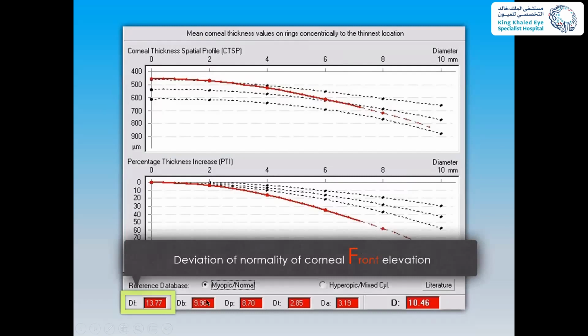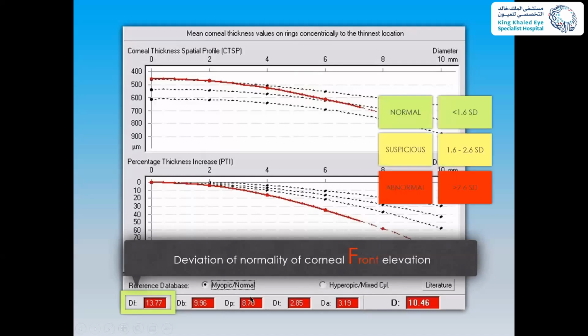Then you see these indices down at the bottom. And again, if you see all white, you are fine. If you see 2 yellow or 1 yellow, it is suspicious. If you see 1 red, then don't do it. And these are basically the deviations: DF is from the front elevation, or the anterior elevation, and DB is the back elevation. And again, you don't need to remember this because it will become red, whatever the readings are.